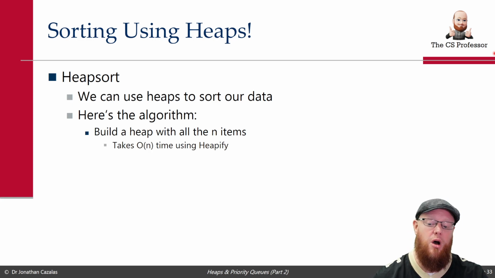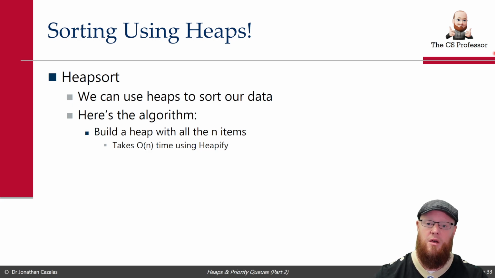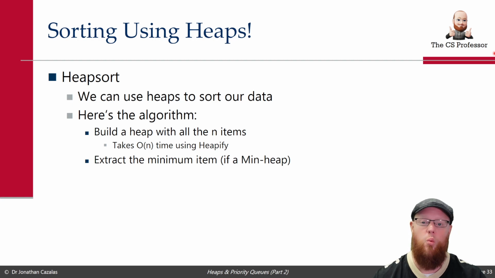What's the cost? O of n. We're not going to use the n log n method. We're going to do the O of n method. We throw all those values from the array into a complete tree, heapify it, and we get a heap. Now, what do we do? We're going to extract the smallest value. Let's assume we want it sorted in ascending order, so we built a min heap.